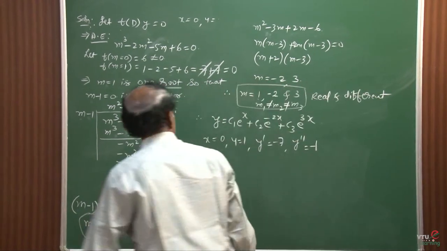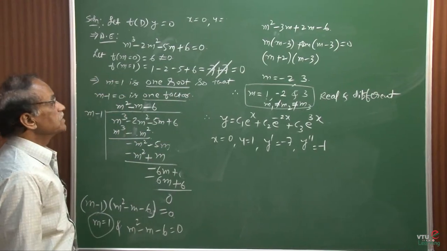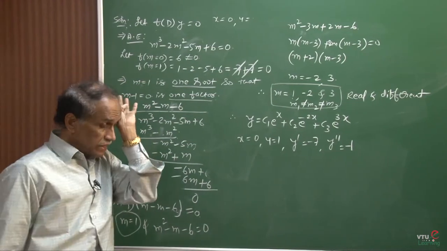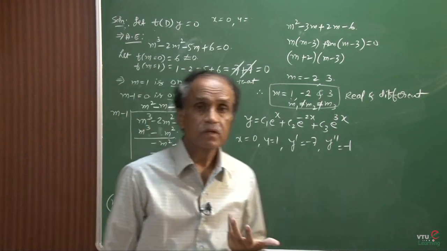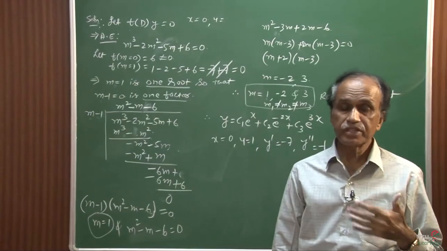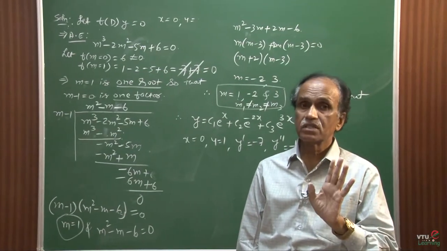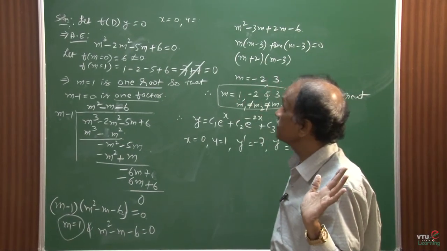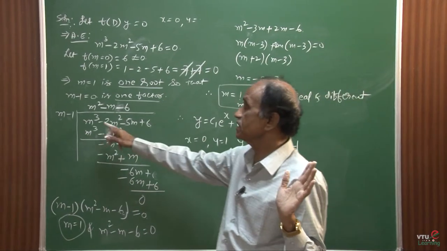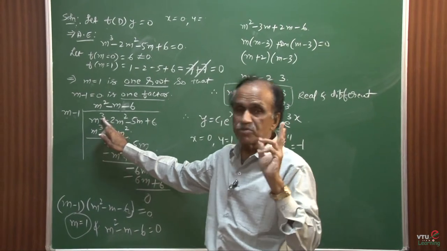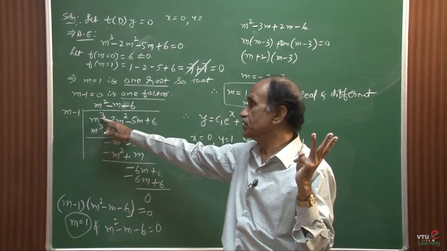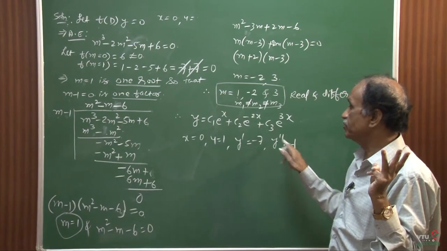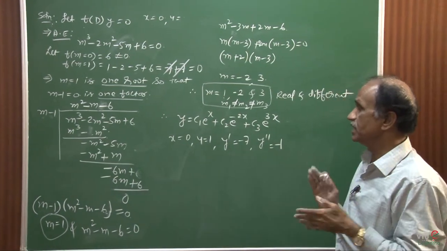We will use all these conditions, because how many initial conditions must you have? The number of initial conditions depends on the order of the differential equation. What is the order of the differential equation here? The order is 3. So there must be 3 initial conditions when the order is 3. Therefore, the 3 constants can be evaluated by utilizing the given initial conditions.